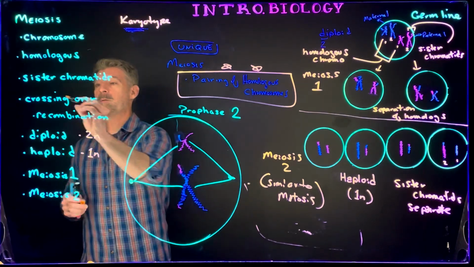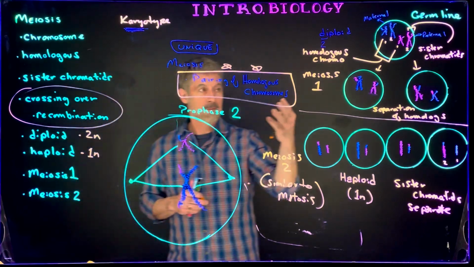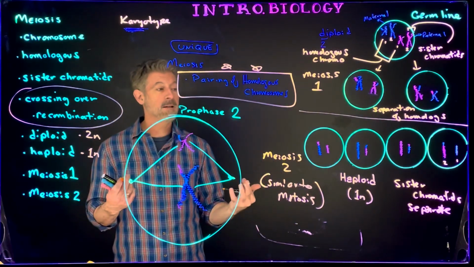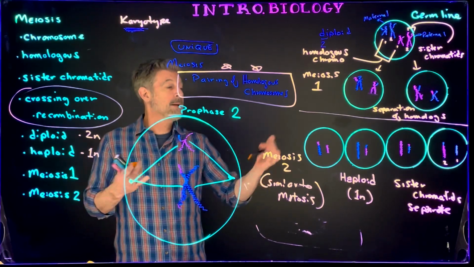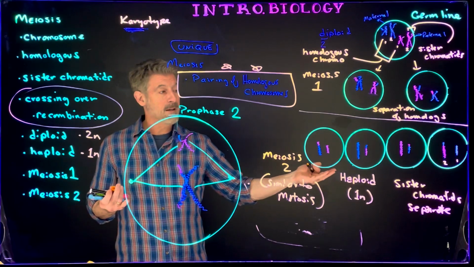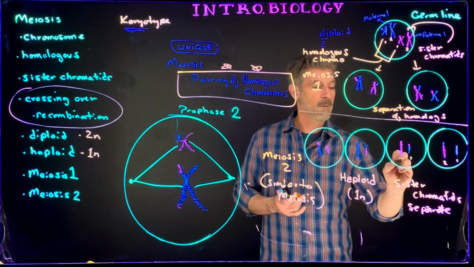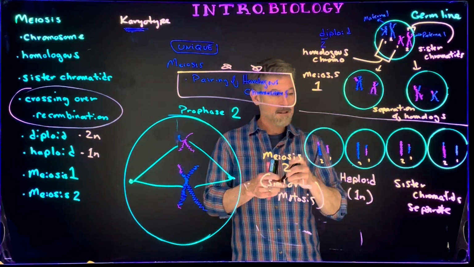The crossing over and recombination, all that happens in meiosis 1. So that's the unique part of it. Meiosis 2 isn't necessarily that unique or that different than mitosis, except that we end up with different cells in the end, and they're haploid cells. They only have half the number of chromosomes: number one, number two, number one, number two, number one, number two. They're all haploid. You can see they're all different.